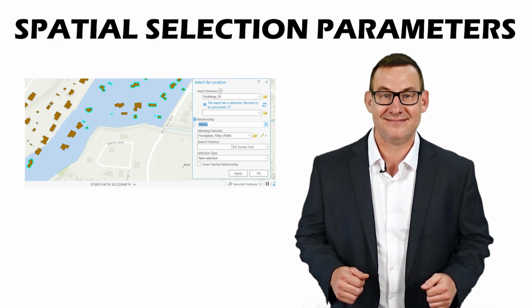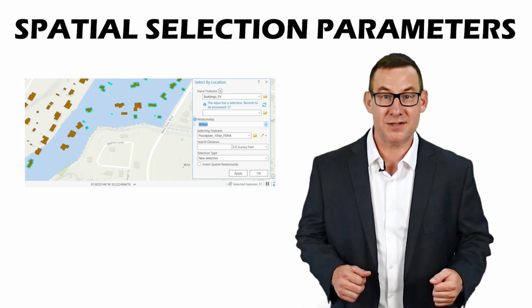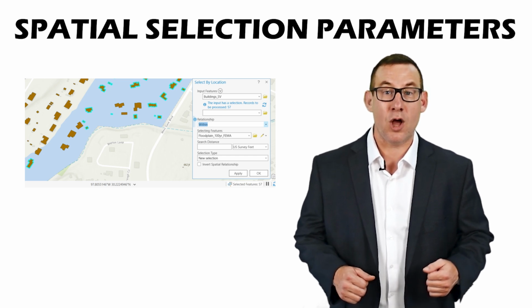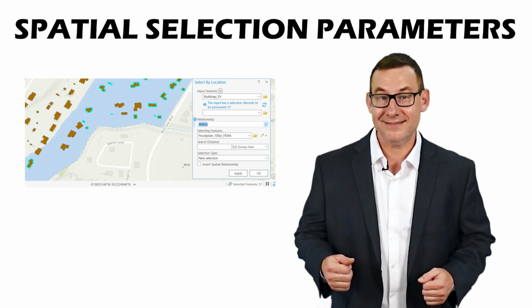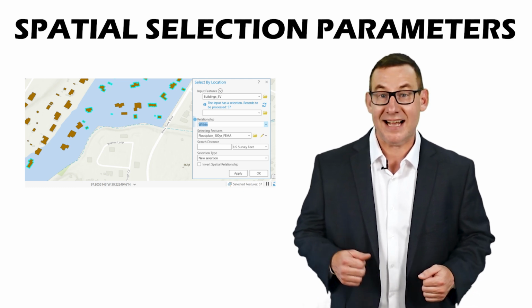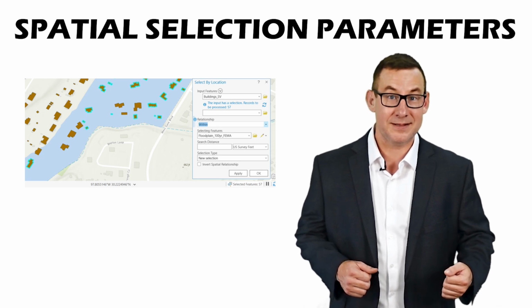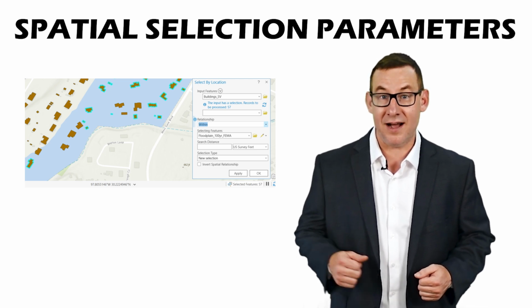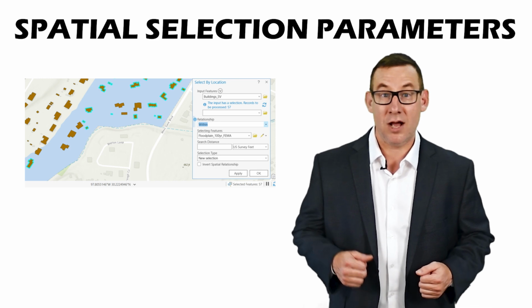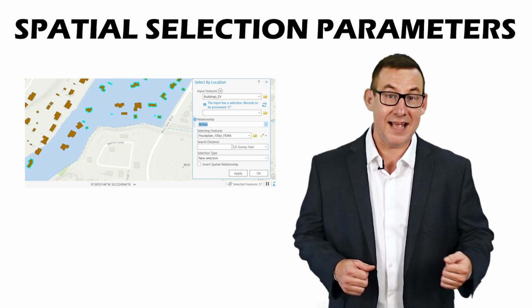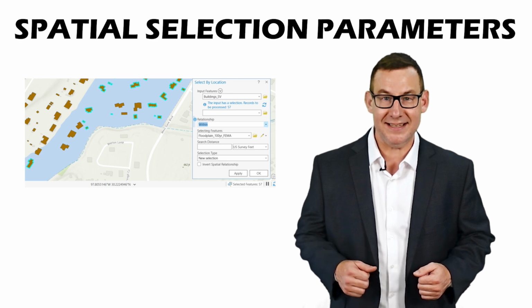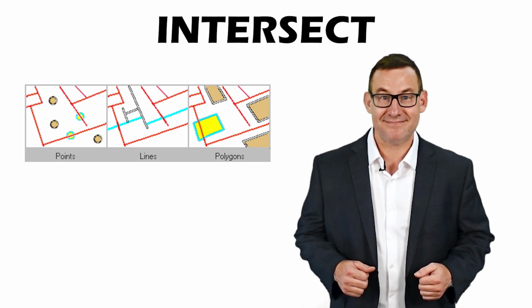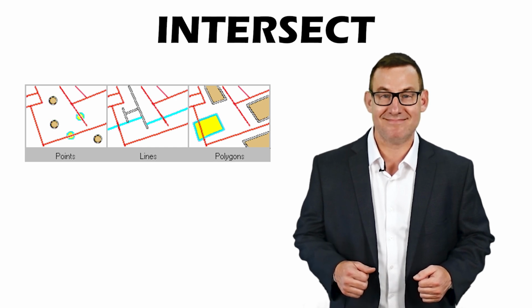Spatial selection. Spatial selection parameters can include intersect, are within a distance of, are within, are completely within, contains, completely contains, have their centroid within, share a line segment with, touch the boundary of, are identical to, are crossed by the outline of, contains Clementini, and are within Clementini. Intersect. An example of intersect is the Mississippi River intersects many states.